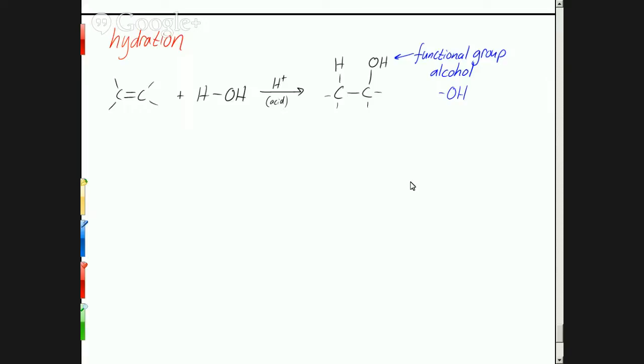So let's look at that again in a different type of structure drawing. If we take cyclohexene again, and we react it with water, with an acid catalyst, does it matter which side we put the H or the OH on here? No. It doesn't. Why not? Yeah, it's all symmetric. So if we put it on one side or the other, it's the same molecule.